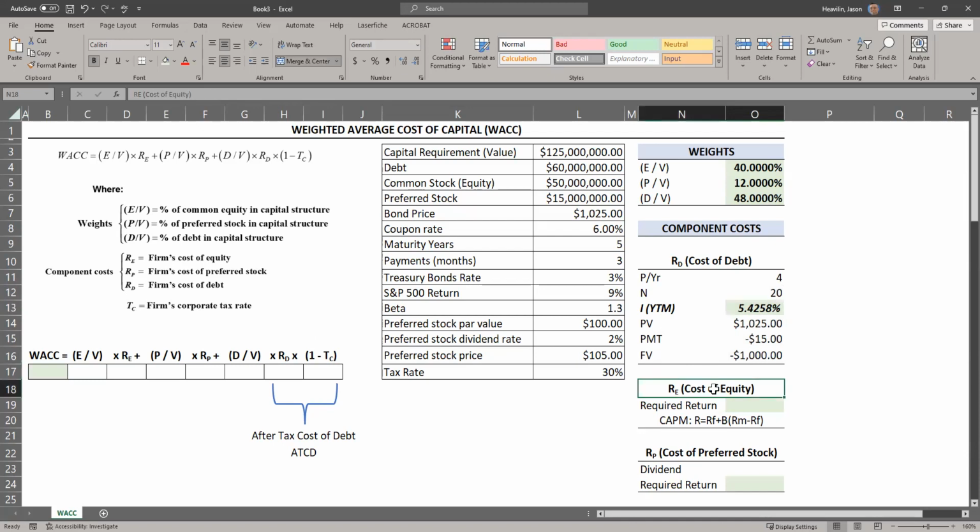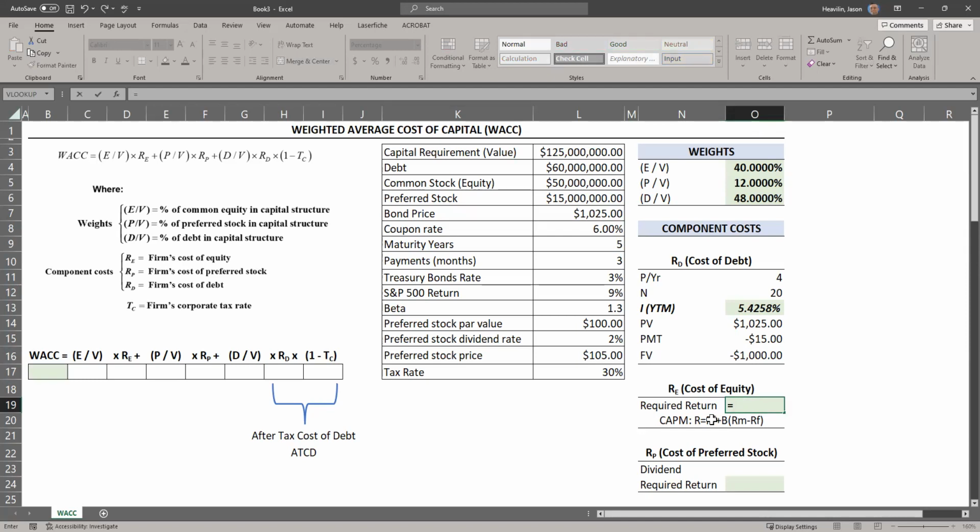Now we're going to move on to cost of equity, which is the RE. For that, we are going to use CAPM. The CAPM formula, which is R equals risk-free rate plus beta multiplied by the market premium, which is the market rate minus the risk-free rate. Okay, and that's how we get our cost of equity in this example. This is not the only way to do it, but this is the one we're going to use for the purpose of this exercise.